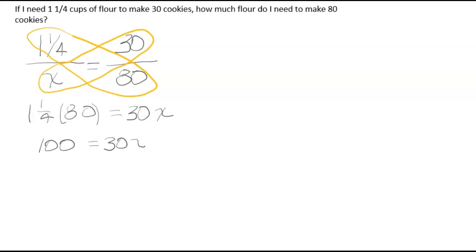And then, sticking with the algebra theme, I'm going to divide both sides by 30. Isolate the x, the algebra catchphrase there, and I'm going to need 10/3 cups. I don't have a 10/3 cup measuring cup, so we'll change it to a mixed number. That's 3 1/3. 3 1/3 cups of flour.